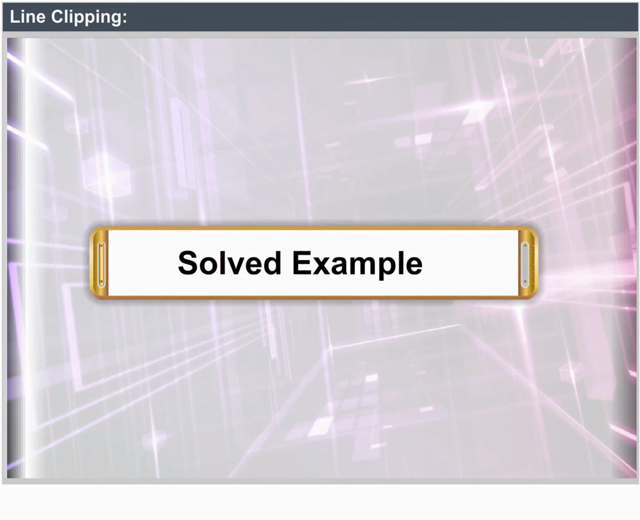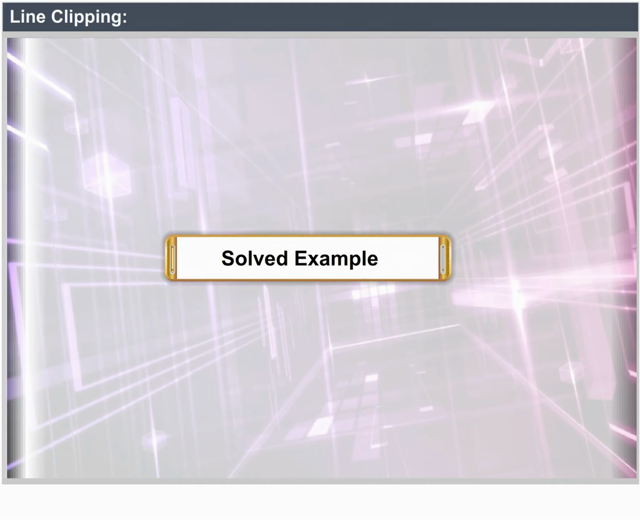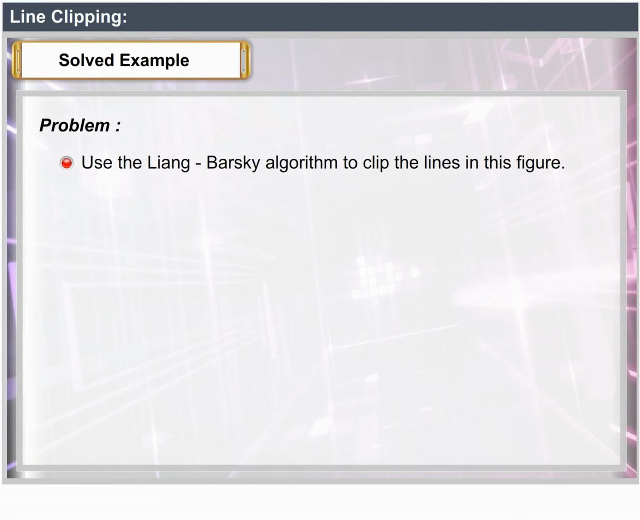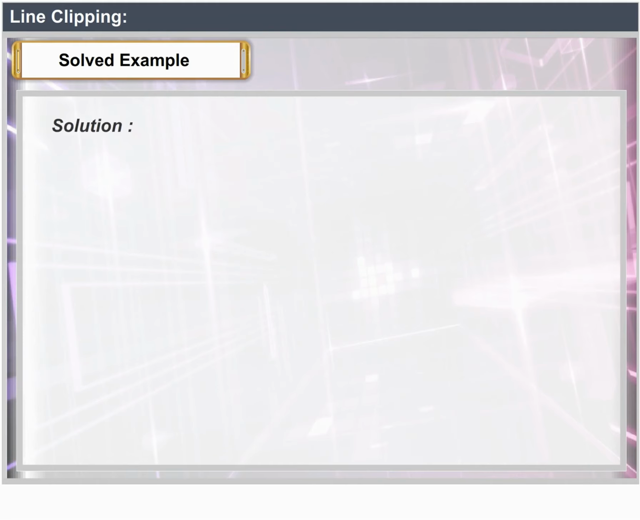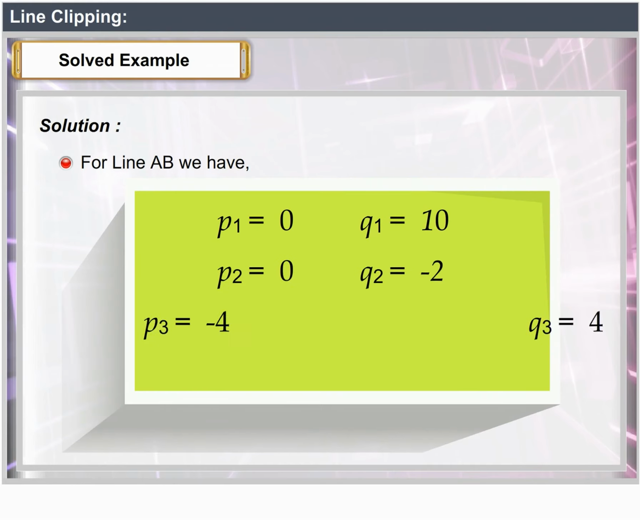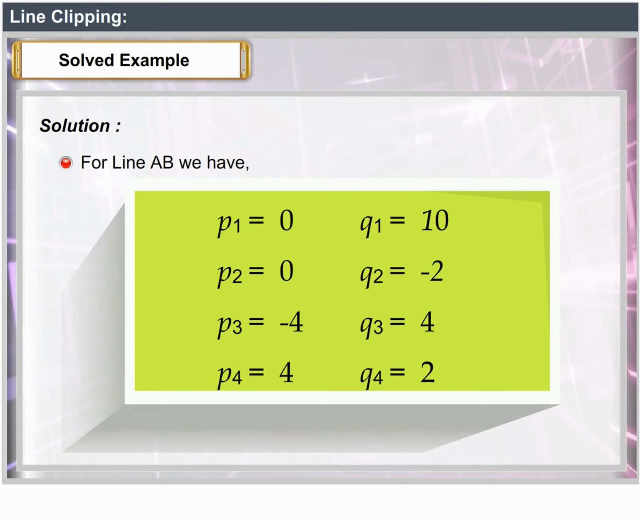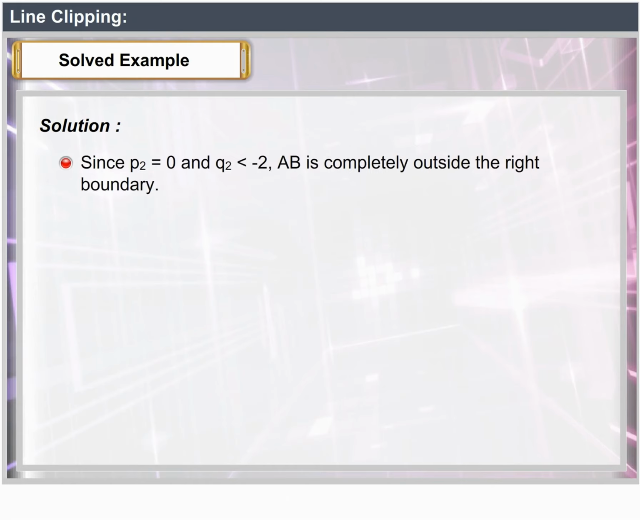Solved example. Problem: use the Liang-Barsky algorithm to clip the lines in this figure. Solution: for line AB we have the following parameters. Since P2 equals 0 and Q2 is less than 0, AB is completely outside the right boundary. For line CD, we have the following parameters.